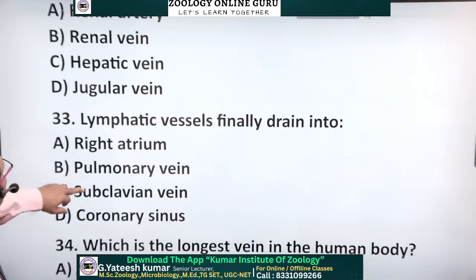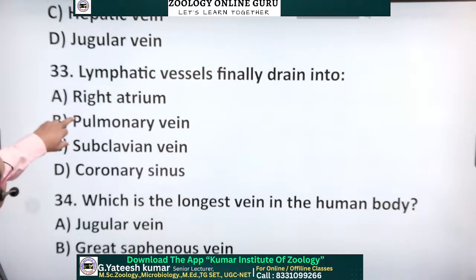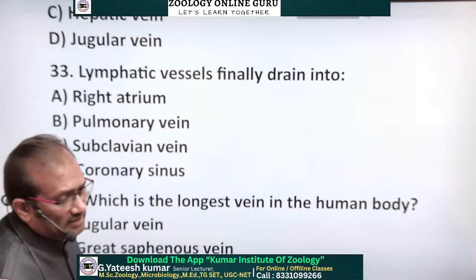Next, answer question number 33. Lymphatic vessels finally drain into: right atrium, pulmonary vein, subclavian vein, or coronary sinus. So we have a separate system, the lymphatic system. This question is very nice. Answer the 33rd question.